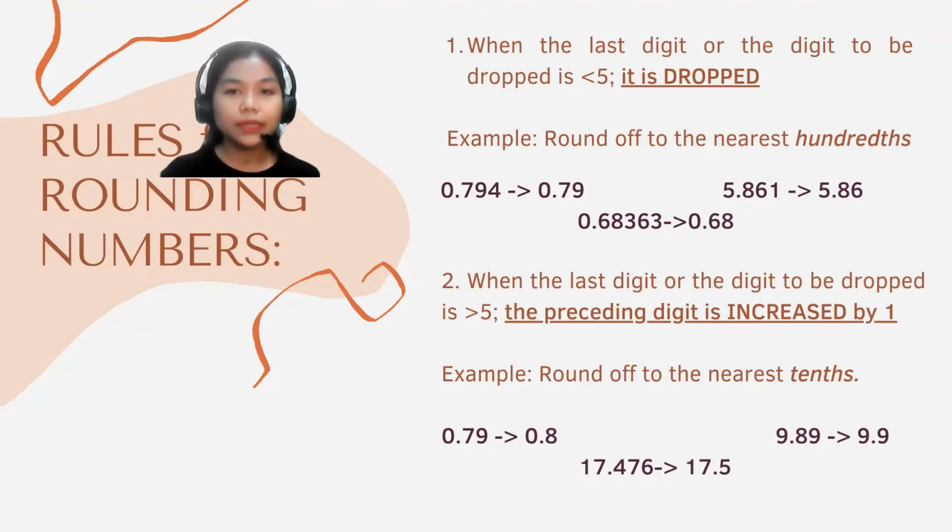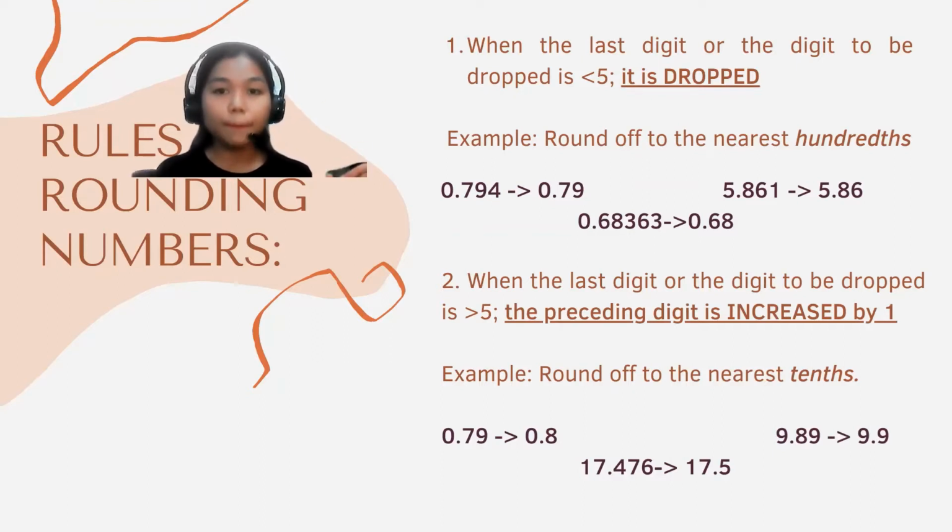So here's the nitty-gritty about the rules for rounding numbers. We have the first two rules here. When the last digit, or the digit to be dropped, is less than 5, then that specific last digit will automatically be dropped. So this is actually another review of your basic knowledge in mathematics. Di ba, in your elementary years, you were taught that if it is less than 5, you are going to drop that digit or that number.